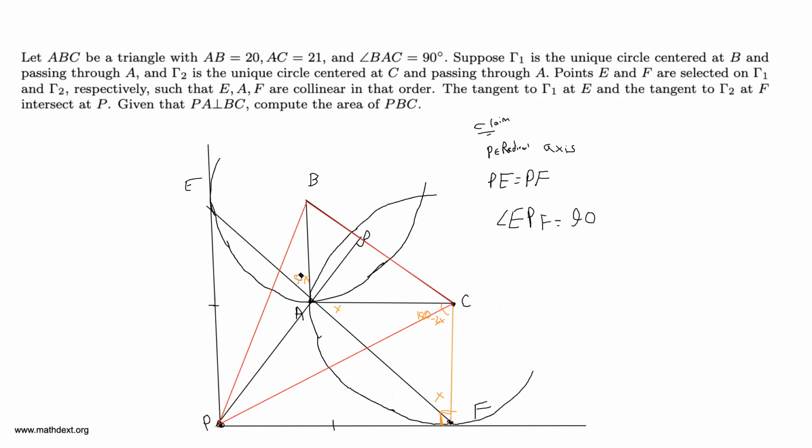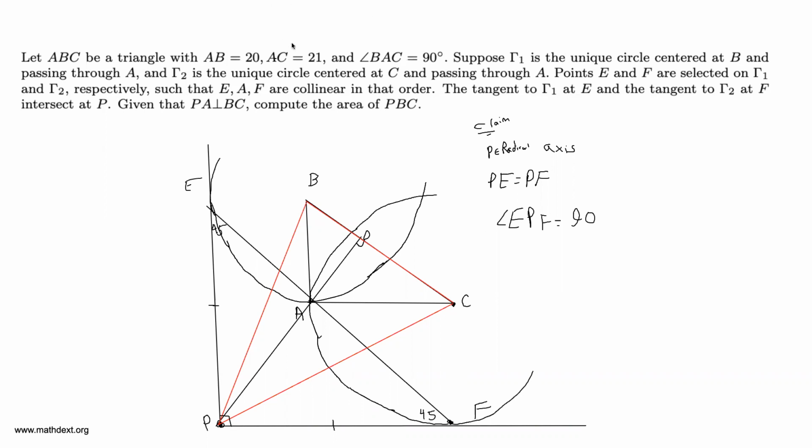So since we have angle EPF is equal to 90 degrees and PE is equal to PF, what do we have but a 45, 45, 90 triangle, an isosceles right triangle. This angle is 45 degrees. This angle is 45 degrees.